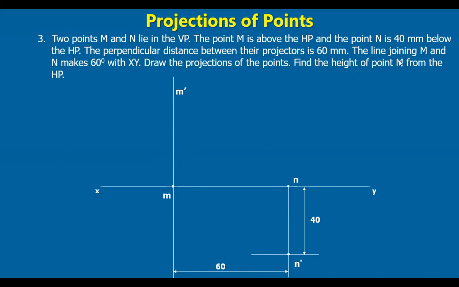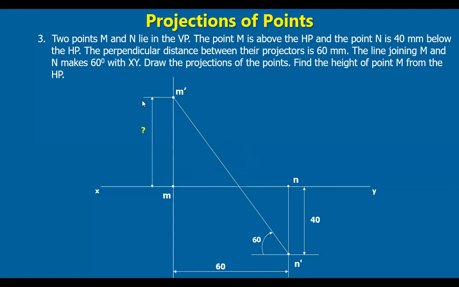Now, the line joining M and N makes 60 degrees with the XY line. M and N, of course, are here, right? The line joining M and N is making a 60 degrees angle with the XY line. So, from N dash, we draw a line at a 60 degrees angle with the reference line, like this. This line intersects the projector at a point here, that is nothing but M dash, right?